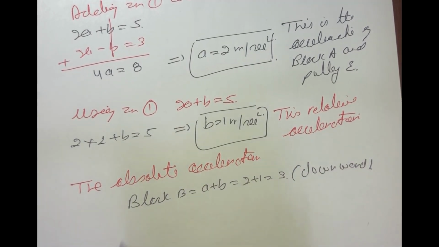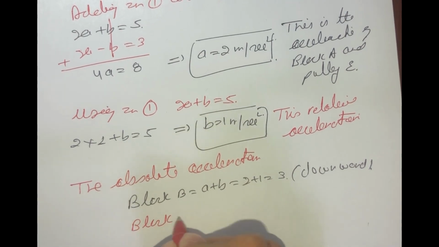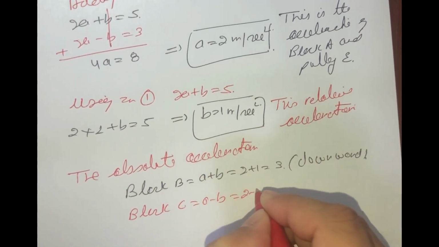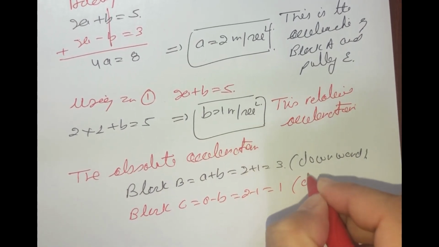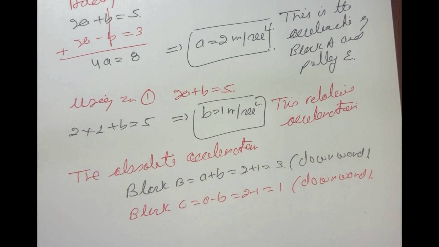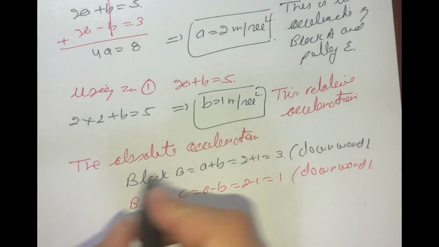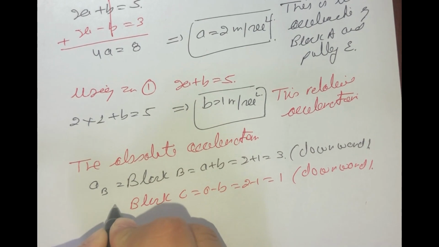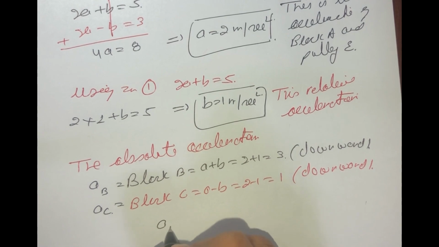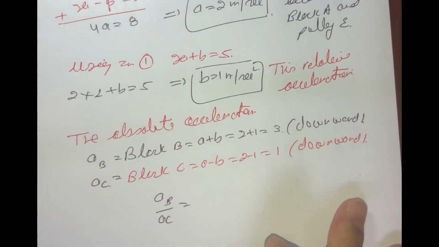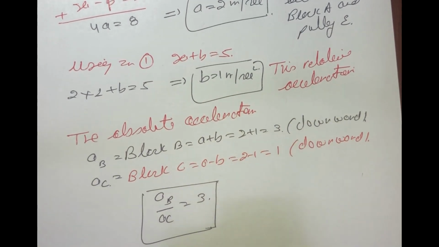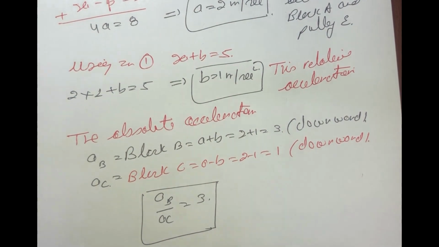And block C, which is a minus b, which is 2 minus 1 coming as 1, that is also downward. And it is supposed to find a ratio. So let us call this as a_B and this is a_C. So we can find out the ratio a_B upon a_C is equal to 3. This is the ratio of acceleration of B and C.